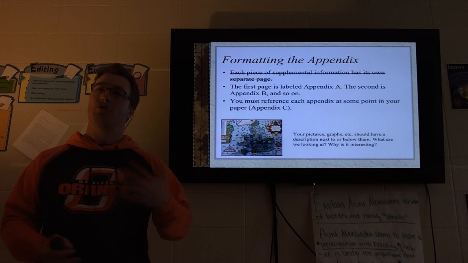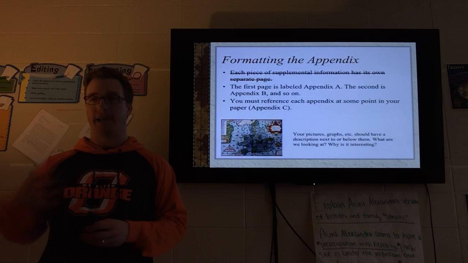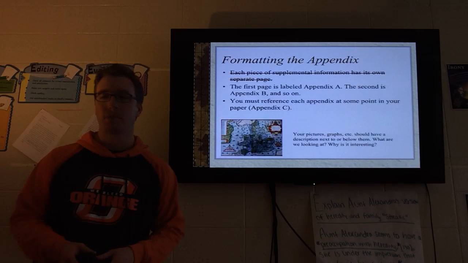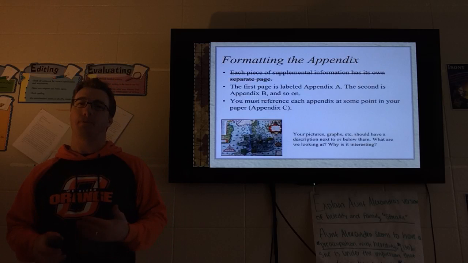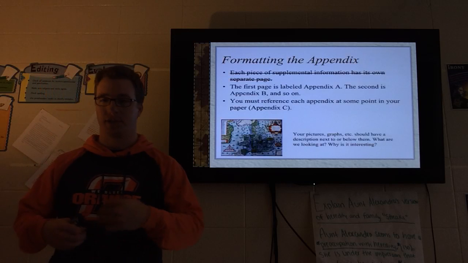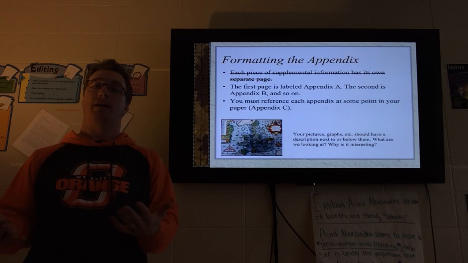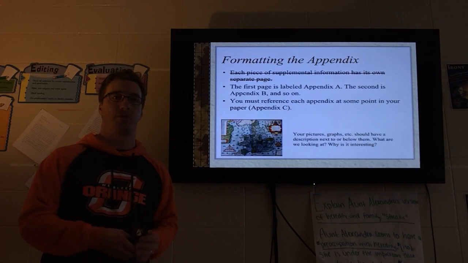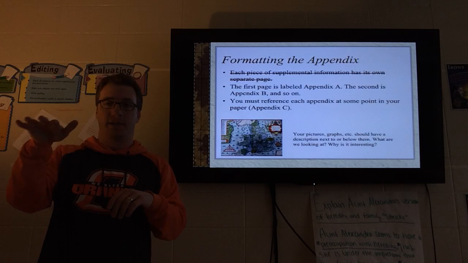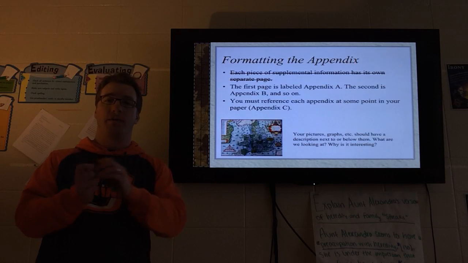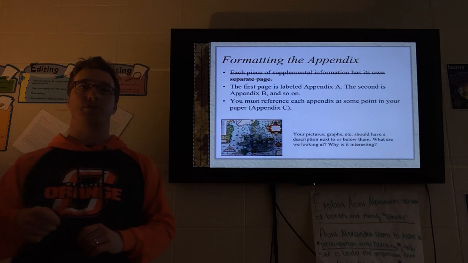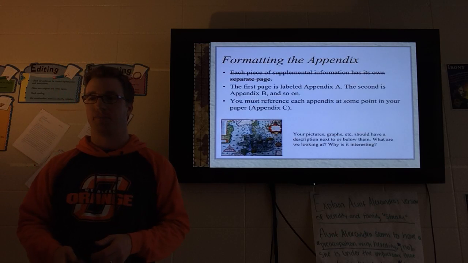Your very first image or picture or whatever you add is called Appendix A. The second one is Appendix B, Appendix C, and so on and so on. You must reference each appendix somewhere in your paper. So when I get to the end of your paper, I'm not just going to see a picture and go, oh, where did that come from? Somewhere in the text of your paper, in parentheses at the end of a sentence, it'll say Appendix A, and I'll know, oh, if I go there now, I'll see a picture of what you just mentioned, or I'll see a related story to what you just mentioned.